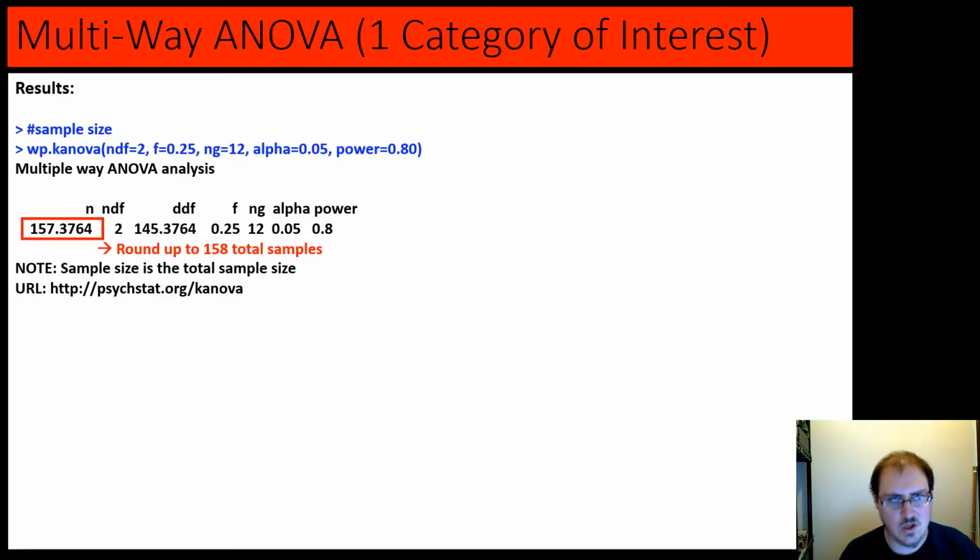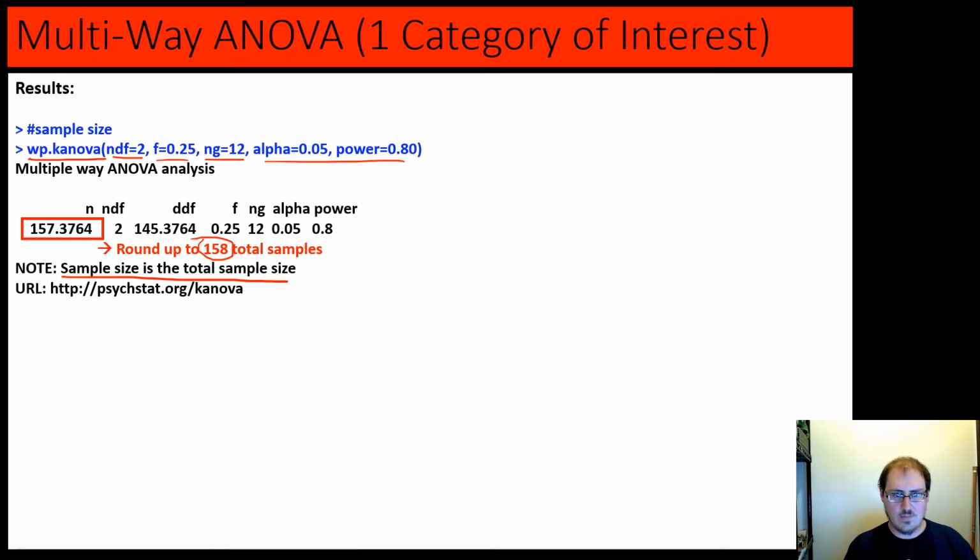Take a look at this in R, wp.kanova, plug in degrees of freedom, number of groups, f, alpha, power, gives us an n of 157.3, so round up to a total of 158 samples. And we notice here that they tell us sample size is the total sample size, so not per group.